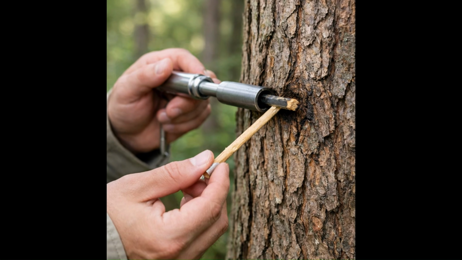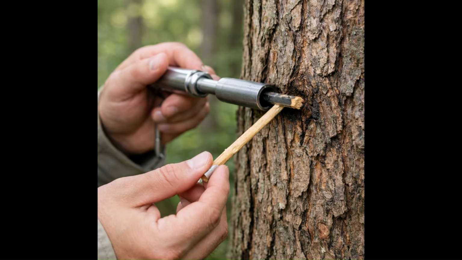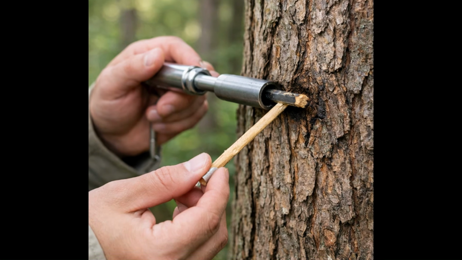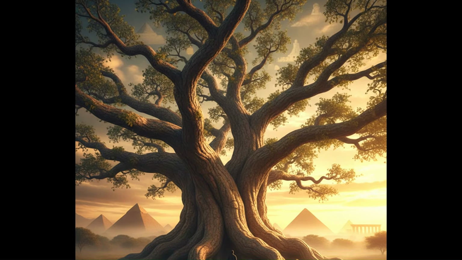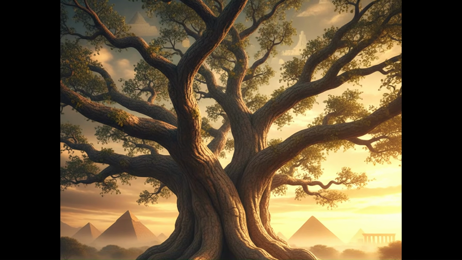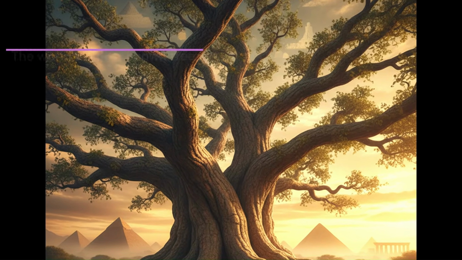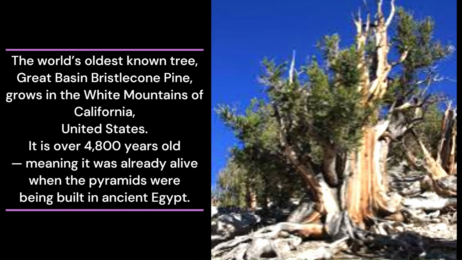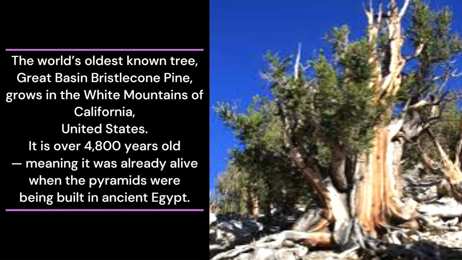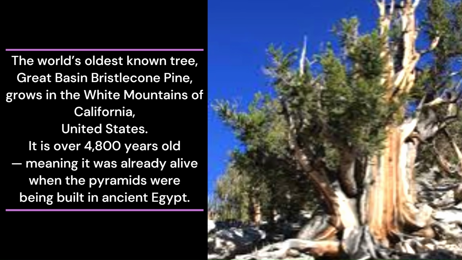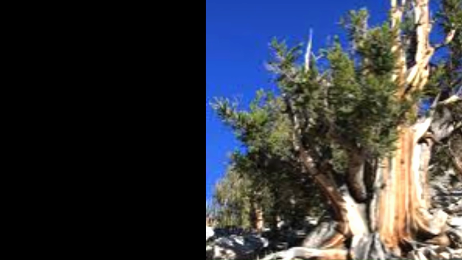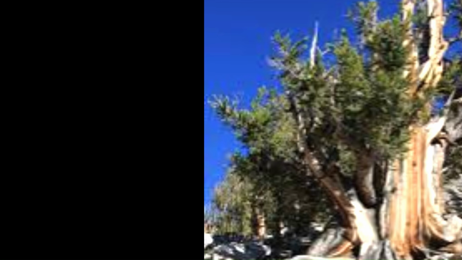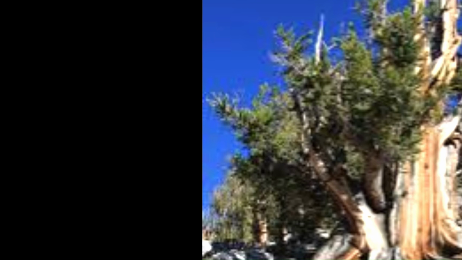But now here comes the most amazing part. Some trees on this earth are older than entire civilizations. The oldest known tree is the Great Basin bristlecone pine, which is more than 4,800 years old. That means it was alive when the pyramids of Egypt were being built.